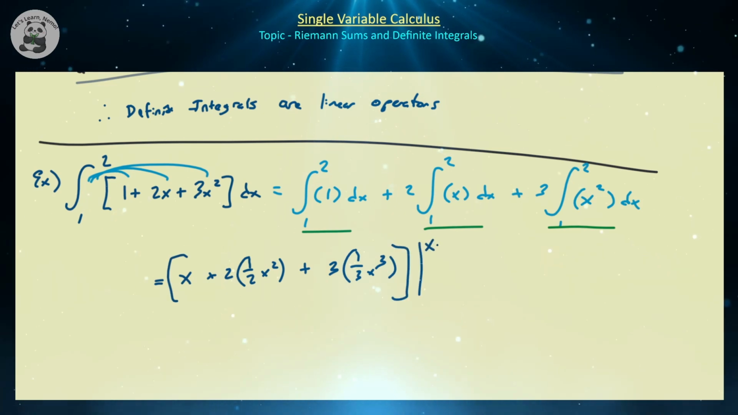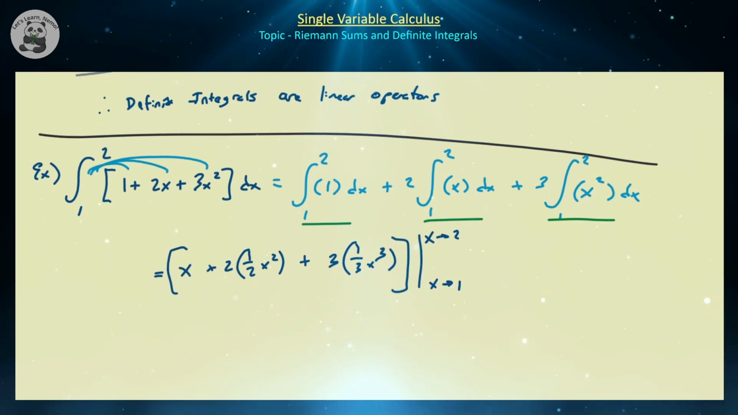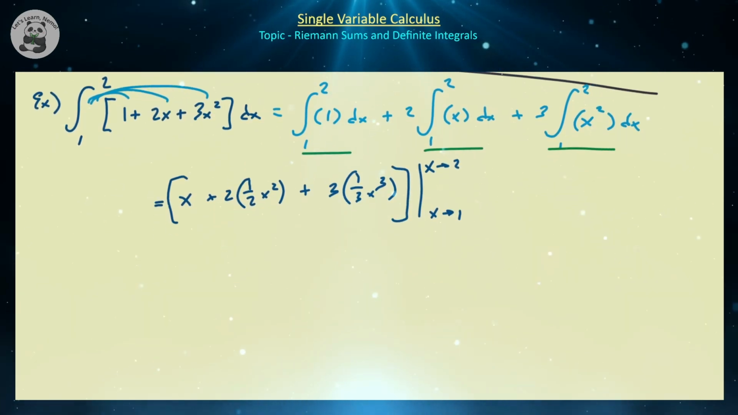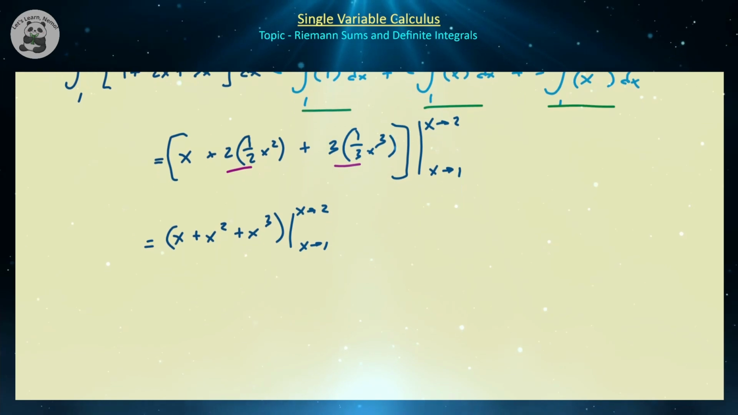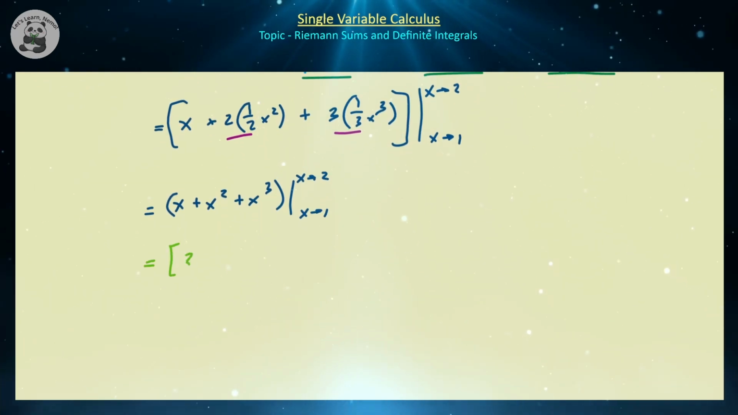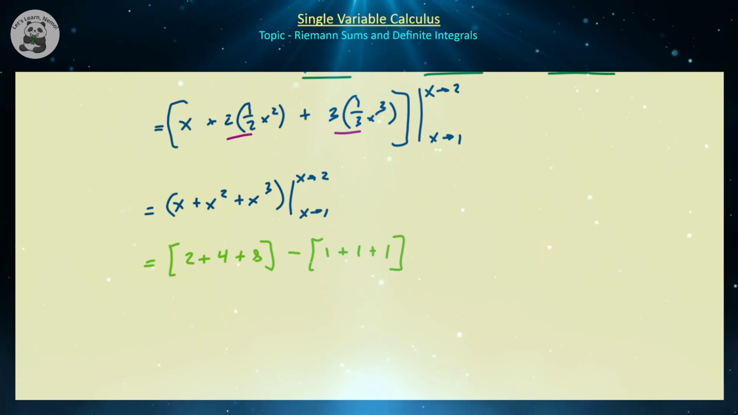And then we're going to be evaluating this as x goes to 2 and as x goes to 1. Before we do that, let's simplify, because 2 times 1 half is 1 and 3 times 1 third is 1. So this is just going to be equal to x plus x squared plus x cubed. Then we evaluate this at 2, evaluate this at 1, and subtract. Once we evaluate this at 2, what will we have? 2 plus 2 squared, which is 4, plus 2 cubed, which is 8, minus 1 plus 1 squared, which is 1, plus 1 cubed, which is 1. So 8 plus 4 is 12, plus 2 is 14, and 1 plus 1 plus 1 is 3. So we have 14 minus 3, which is just going to come out to 11.